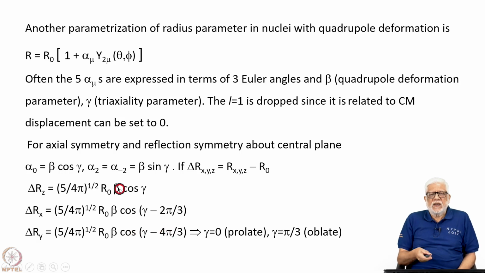Okay. Now, if gamma is equal to pi by 3, then of course, we call it an oblate nucleus. If gamma is 0, we call it a prolate nucleus. And if gamma is somewhere in between, then you call it a triaxial nucleus, because then the radii corresponding to the x and y axes are different.